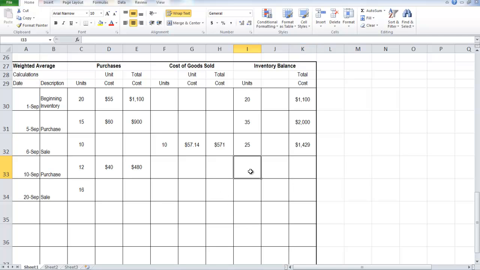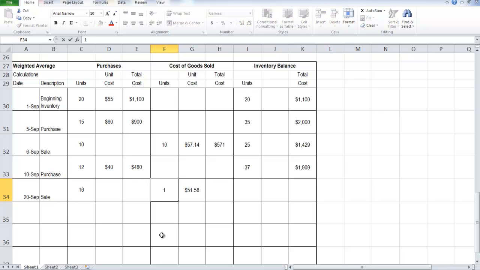Okay, so now we have to add in the purchase from September 10th. So again, we add 12 units. So we have 37, and the total cost of those 37 units is $1,909. So before we do the next sale, we have to figure out what is the new average cost per unit. So we take the total cost of $1,909, divide that by the 37 units, and my new average cost per unit is $51.58.